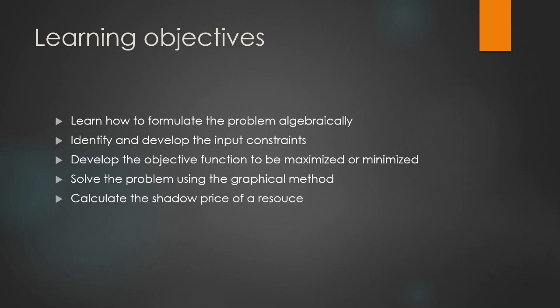Once we have plotted the input constraints and the objective function on a graph, we will solve the problem by either reading the answer off the graph or through simultaneous equations. Now remember here that the graphical method can only be used if we have two products. Any more than two products, and we need to use the simplex method, which we will look at in our next video.